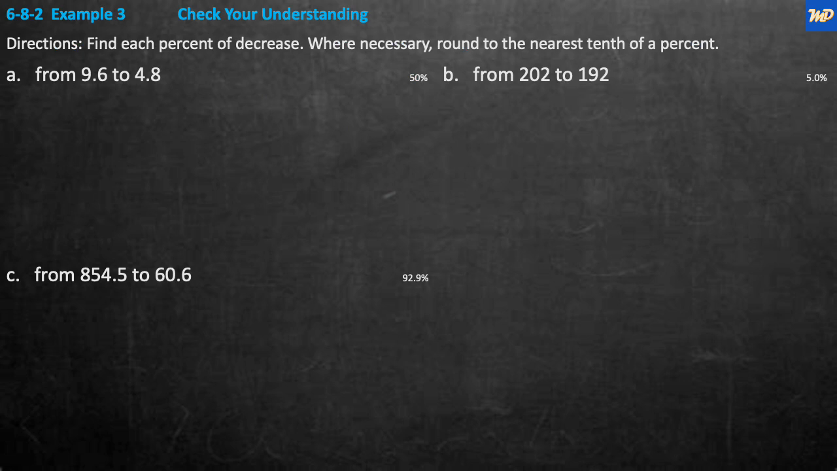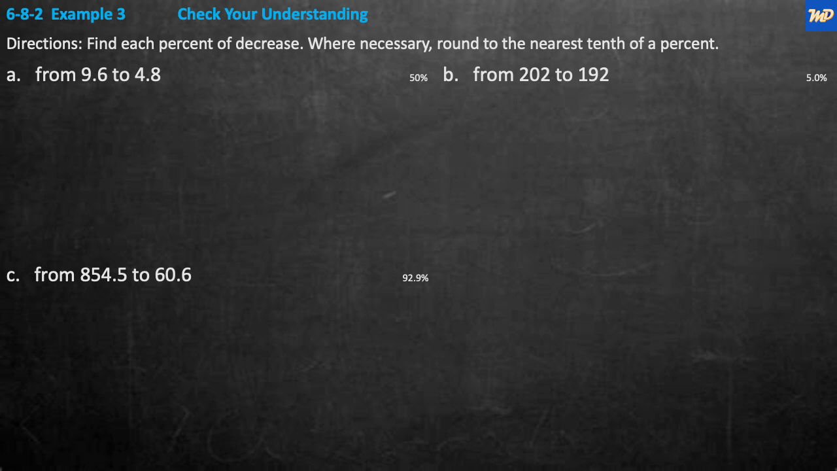Okay, example 3, check your understanding. This is your turn. Directions, find each percent of decrease. Where necessary, round to the nearest tenth of a percent. I'm going to wait for you to go do it. When you get back, we'll continue on. Go ahead and pause. Okay, I'm going to assume that you've taken care of that, and we're going to move on and try to do some of these.